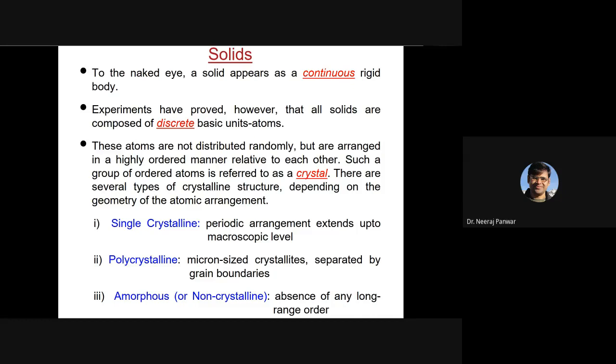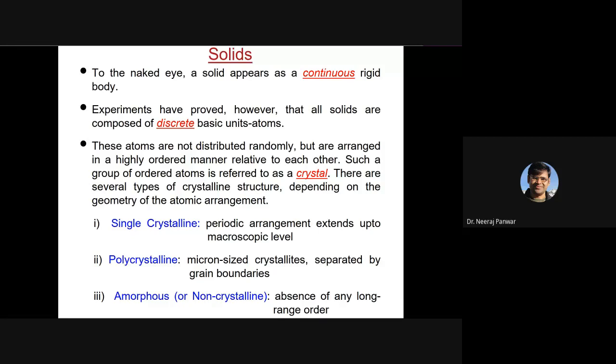There are other materials known as polycrystalline materials, and most materials are polycrystalline in nature. They are micron-sized crystallites. The meaning is that single crystals in polycrystalline materials exist up to micron-sized length, and these regions where you have the periodic arrangement up to micrometer length are known as crystallites. Each crystallite is separated from other crystallites by a region known as the grain boundary.